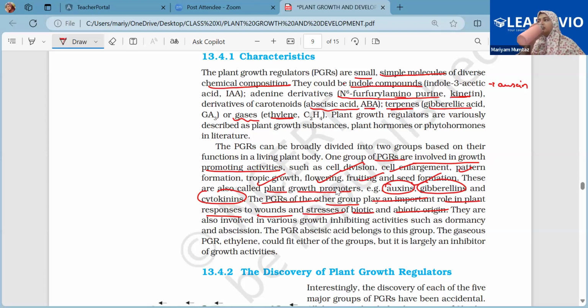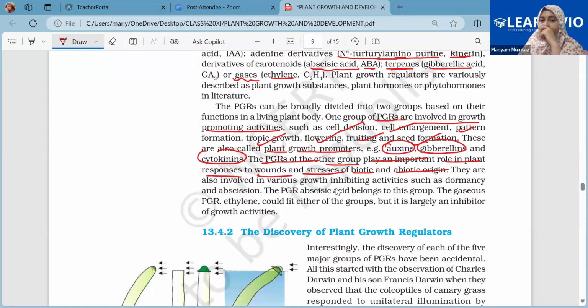Clear? Any doubts up till now? Yes, ma'am. No, no, ma'am. Yes, okay.